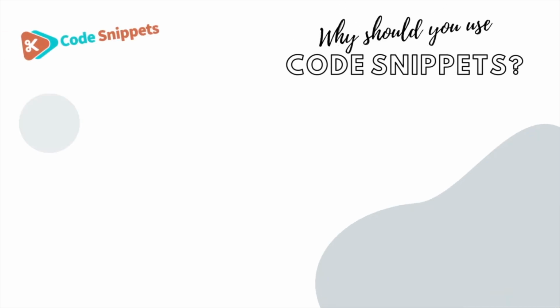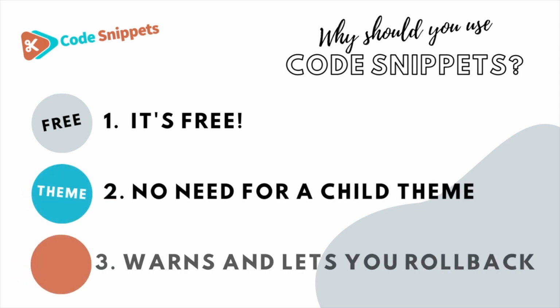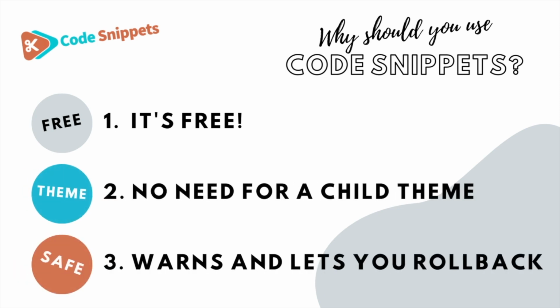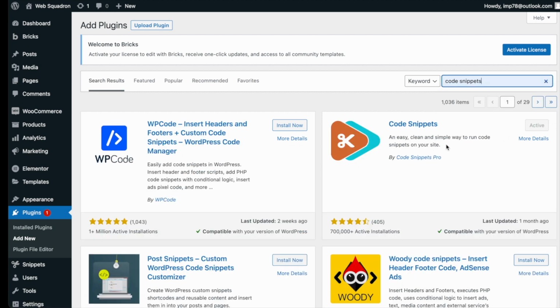3 big reasons why you should use Code Snippets. It's free, it saves you having to use a child theme, it protects you, and it allows you to roll back if there's ever any issues. Getting the plugin is super easy. Go over to WordPress, Add New Plugin, type in Code Snippets, and you can't miss it. Go in, install and activate it.